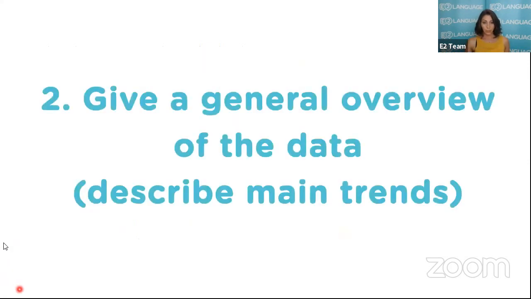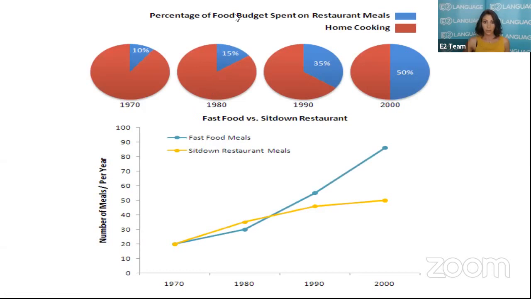We're now going to move on to the second part of your response, which would be a general overview. This is where you first have to identify and then describe the main trends. So let's have another look here. We have the percentage of food budget or money spent on restaurants in blue, home cooking in brown, and then a comparison between the number of fast food meals in blue and sit-down restaurants in yellow.